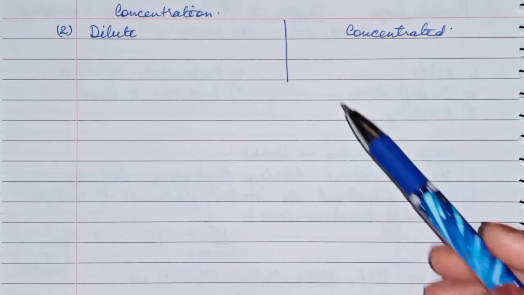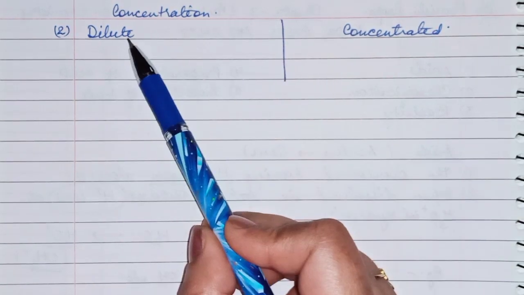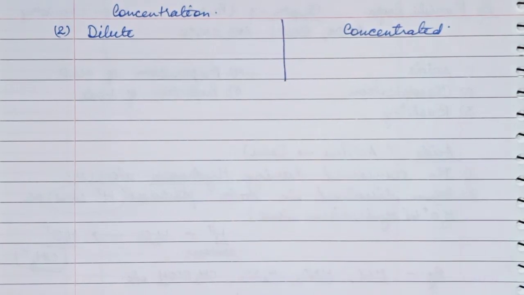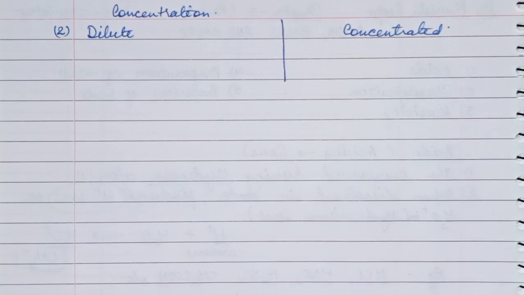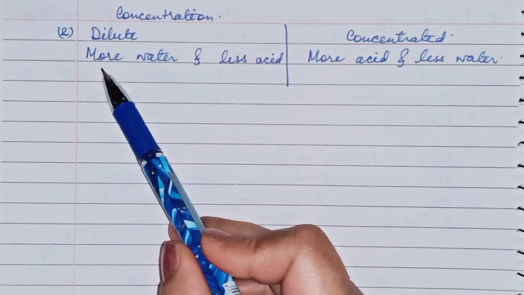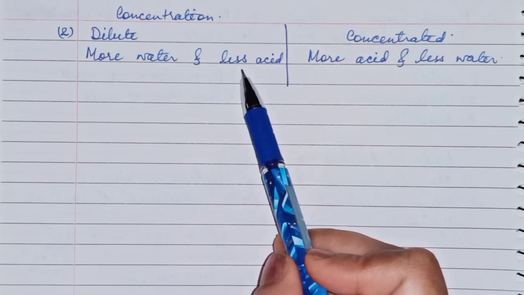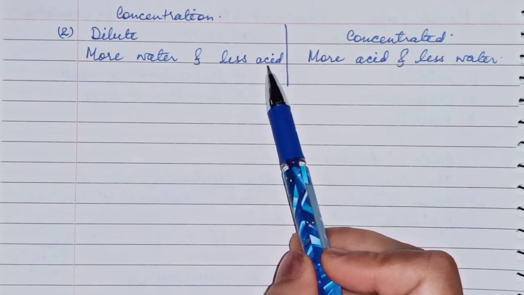Next is classification based on concentration. Concentration will be based on dilute and concentrated. So you have all heard of dilute acids and concentrated acids. A dilute acid is an acid in which water is present in more quantity and acid is present in very less amount.